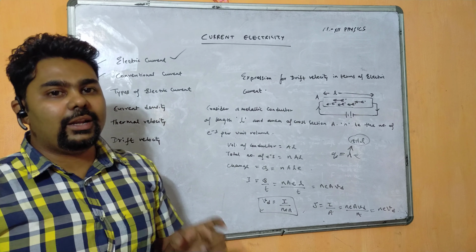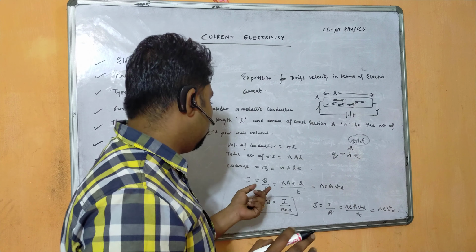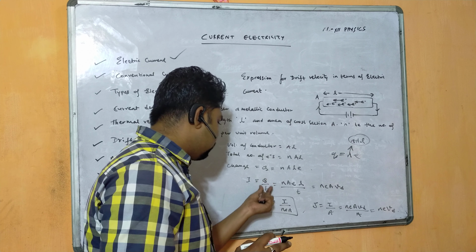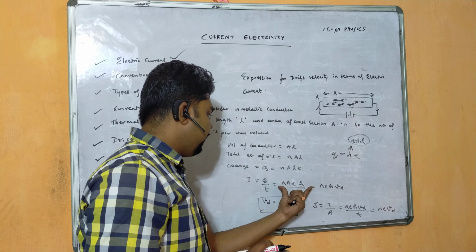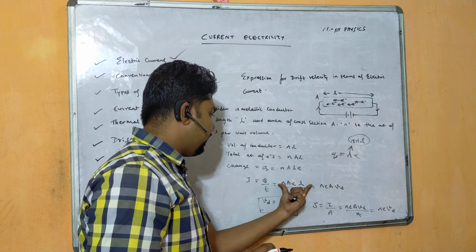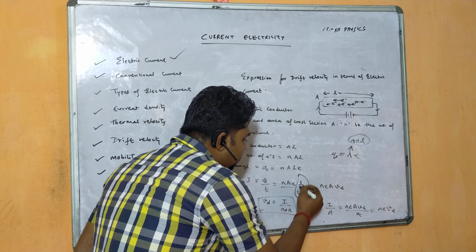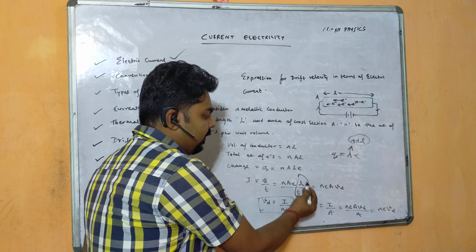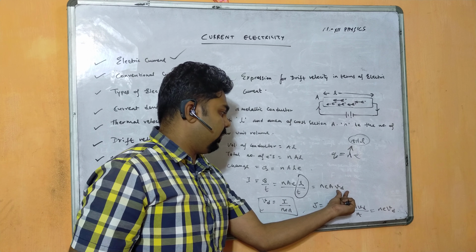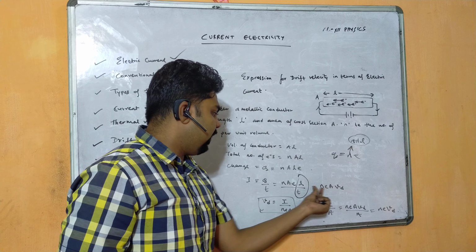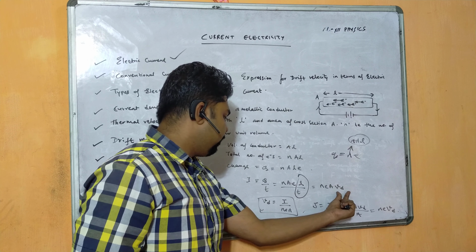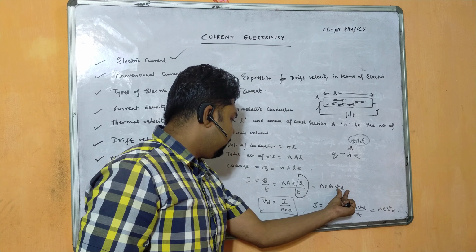Again we know electric current is defined as the rate of flow of charge, that is charge per unit time. Charge means nALe and time is t. Now velocity equals displacement by time, or distance by time, which here you can consider as the drift velocity. So nAe as it is, and this is the drift velocity, or drift velocity can be written as I by nAe.